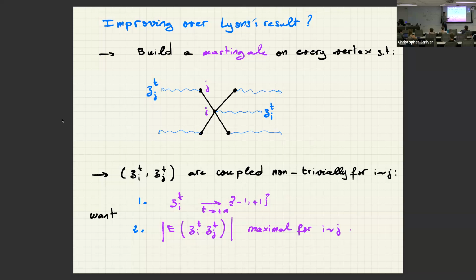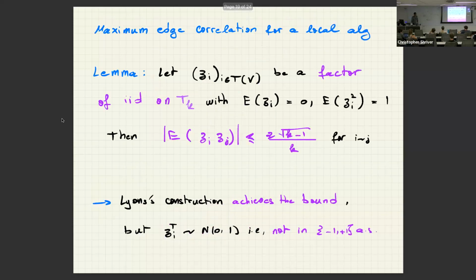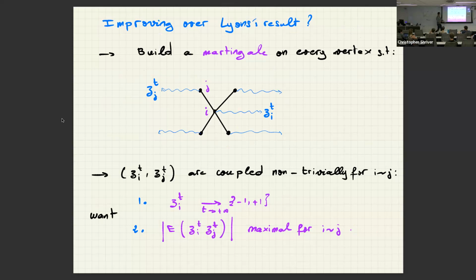So this is what you want. This is an optimization problem. If you can find a martingale that satisfies these two properties, you get an algorithm. So one question you can ask is, what is the maximal edge correlation for a factor of IID? I want to optimize this quantity over factors of IID because I'm looking at local algorithms. So this is the first question you can try to ask.